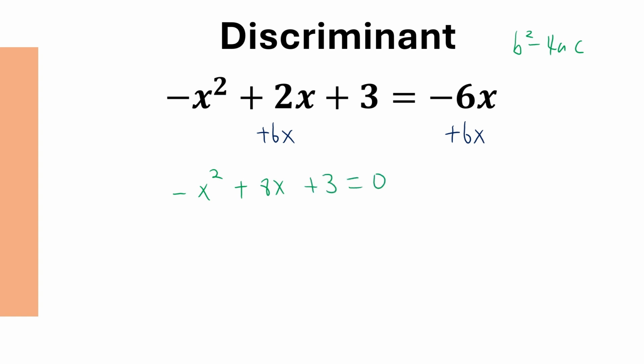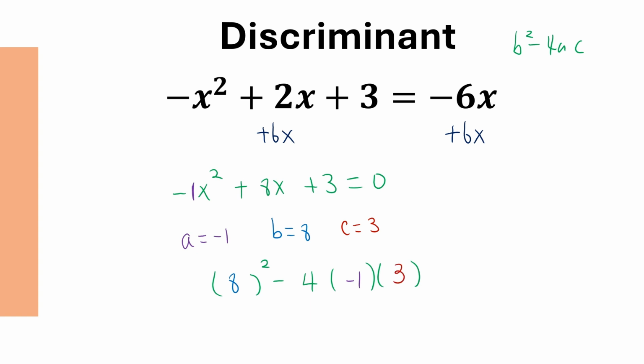Then we need to identify the values for a, b, and c. A is the number in front of x squared. There's an invisible 1, so therefore a equals negative 1. B is the number in front of x, which is 8, and c is the constant, which is 3. And now we're going to plug this into our discriminant formula, b squared minus 4 times a times c, where b is 8, a is negative 1, and c is 3.